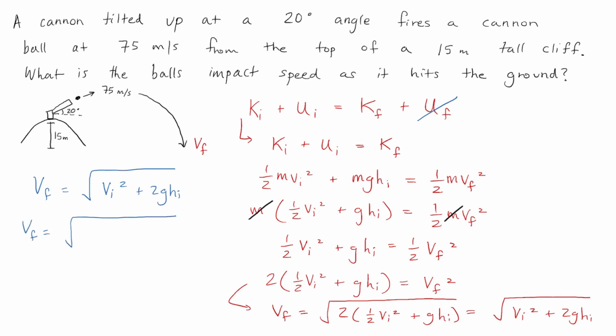All we need to do is plug in our values for the initial velocity, the acceleration due to gravity, and the initial height of the object. And when we do the math, we find that the cannonball's impact speed will be 76.9 meters per second. And that's the answer to this question.